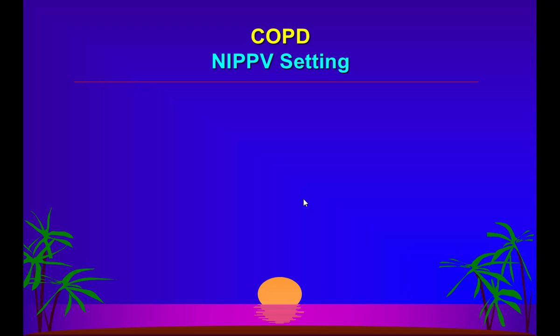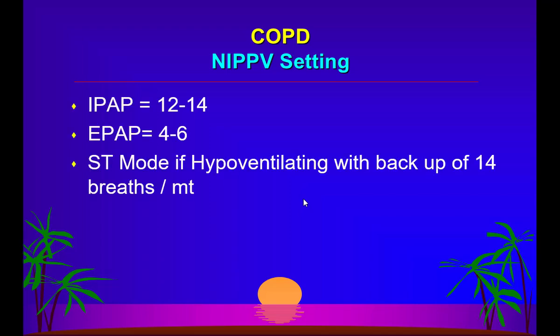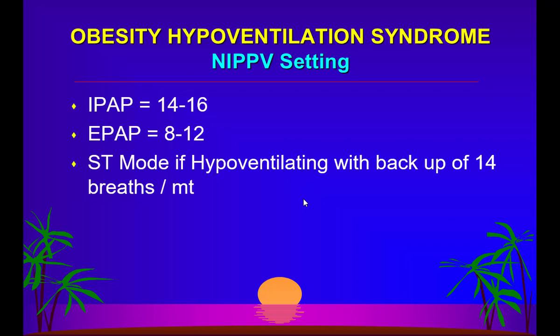Now coming to clinical conditions. If you have a COPD patient, IPAP would be around 12 to 14, EPAP would be around 4 to 6, and initially start them in ST mode. If you have obesity hypoventilation, you would need a high EPAP because you want to stabilize the upper airway because of their sleep apnea, and then they need volume. Many times their CO2 is 65, 70, so you also keep a high IPAP and high EPAP, and the setting could be 14, 16, 8, 12.